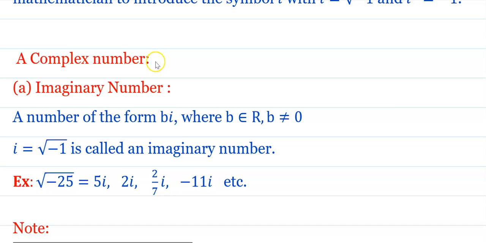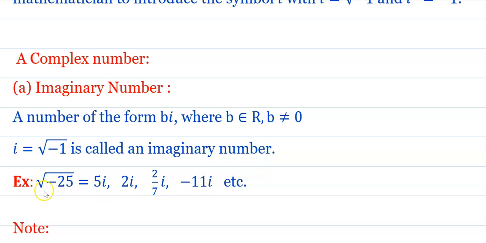What is meant by a complex number? Imaginary number, a number of the form b into i. But what about the b? b काय असेल? b is a real number. b belongs to the set of real numbers and b is not equal to 0. i is equal to root of minus 1 is called an imaginary number. Okay.